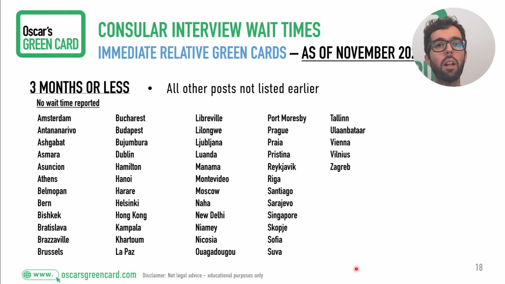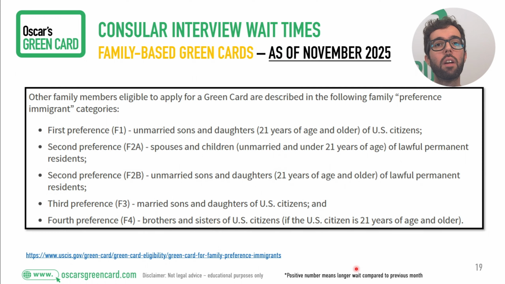And we continue with the last big category, which is the family green cards. And those are the F1, F2A, F2B, F3, and F4.